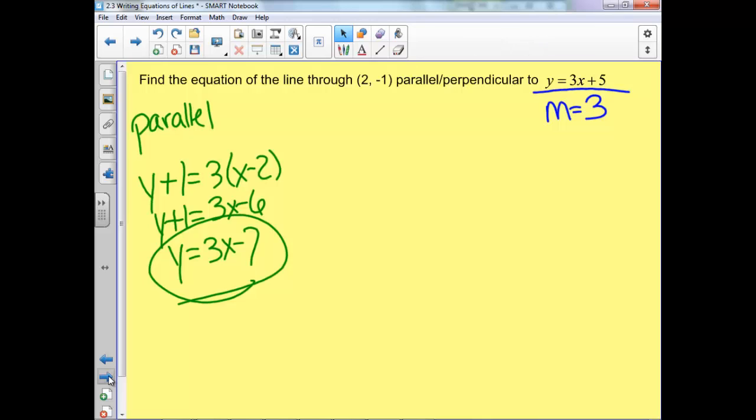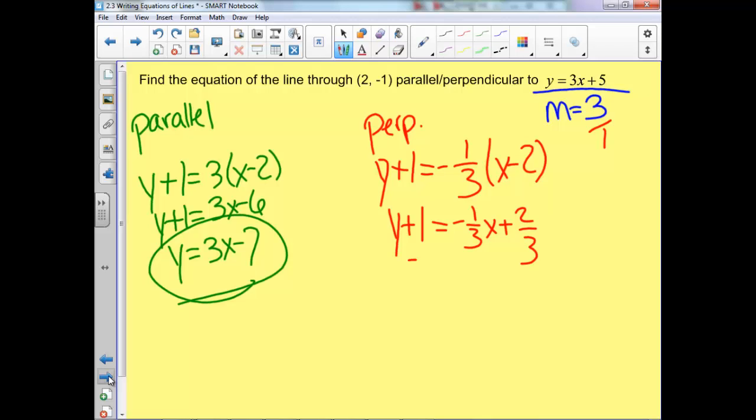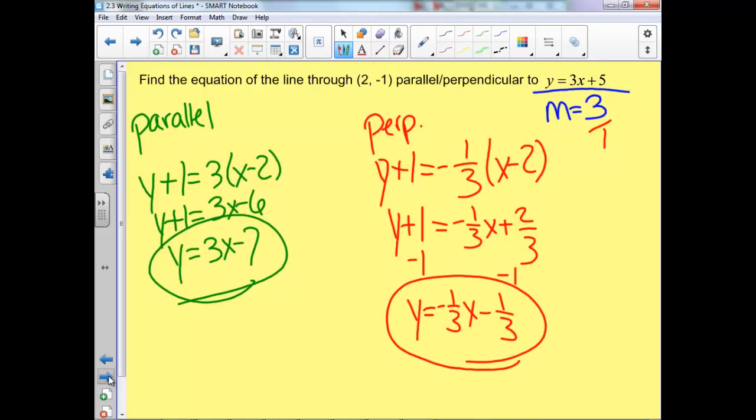And now for perpendicular, you use opposite reciprocal. So we'll still have our y plus 1. This time, remember this was over 1, so we flip it and make it negative. Distribute that negative 1/3. Notice the negative times the negative is a positive. Subtract 1. 2/3 minus 1. If you've got 2/3 of a pie, you take away a whole pie. You're down 1/3, so negative 1/3.